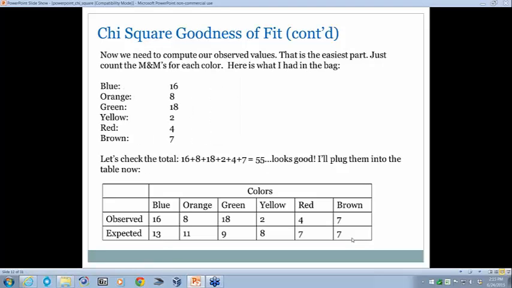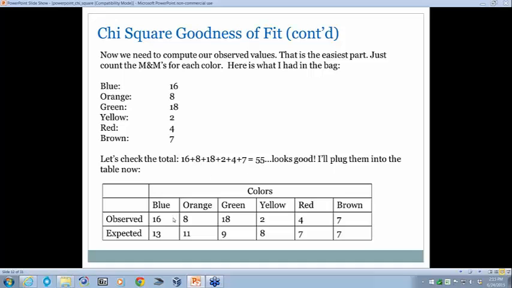Now we need to compute our observed value. So that's the easiest part. I just count the M&Ms for each color. So here's what were in the bag. I had 16 blue, I had 8 orange, 18 green, 2 yellow, 4 red, and 7 brown. Well, I can see right here when I put them into the table, I'll also add them up, make sure they add up to 55, okay?